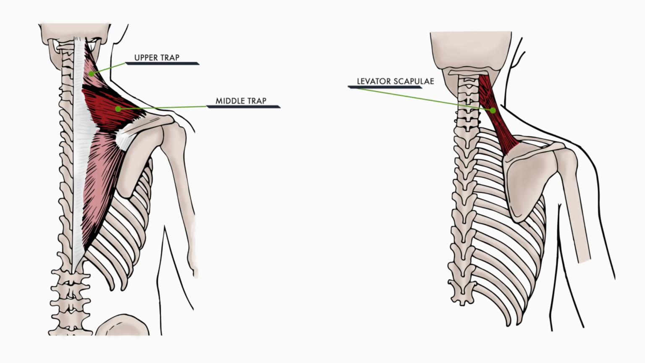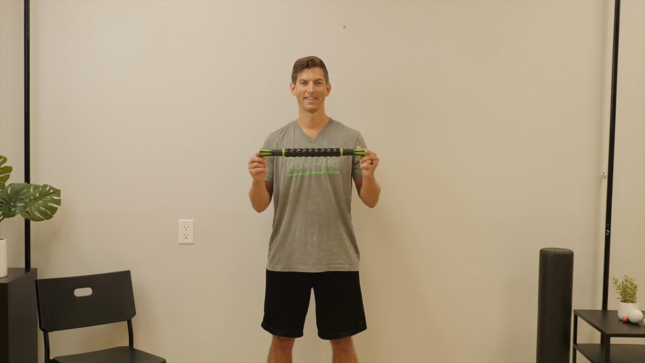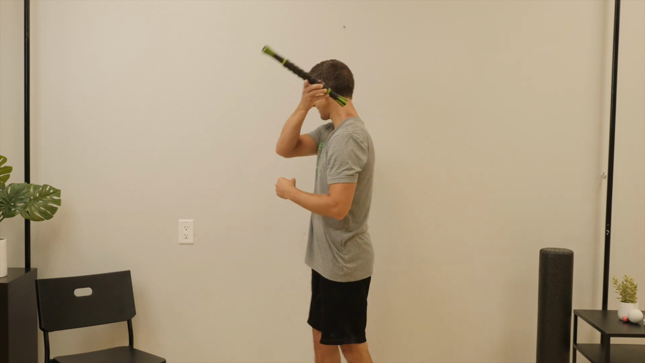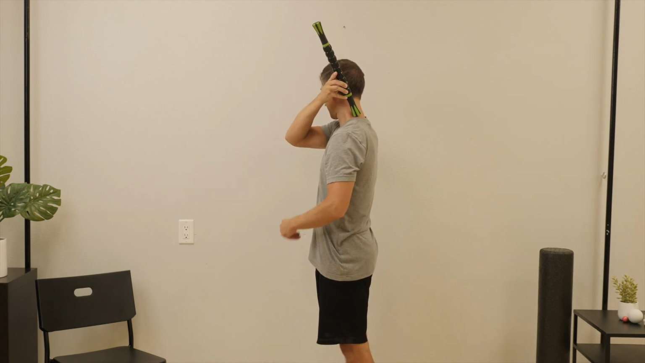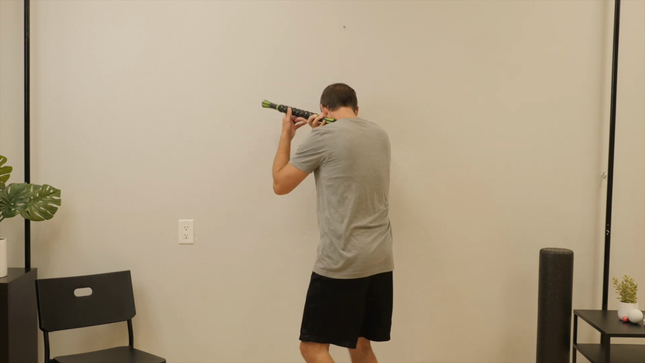Our final release is going to be on the upper and middle trap and levator scapula. These muscles contract the shoulder to the head. This release requires a massage stick and a clear wall. We want to start by locating the trap and levator, which holds the shoulder up to the ear.